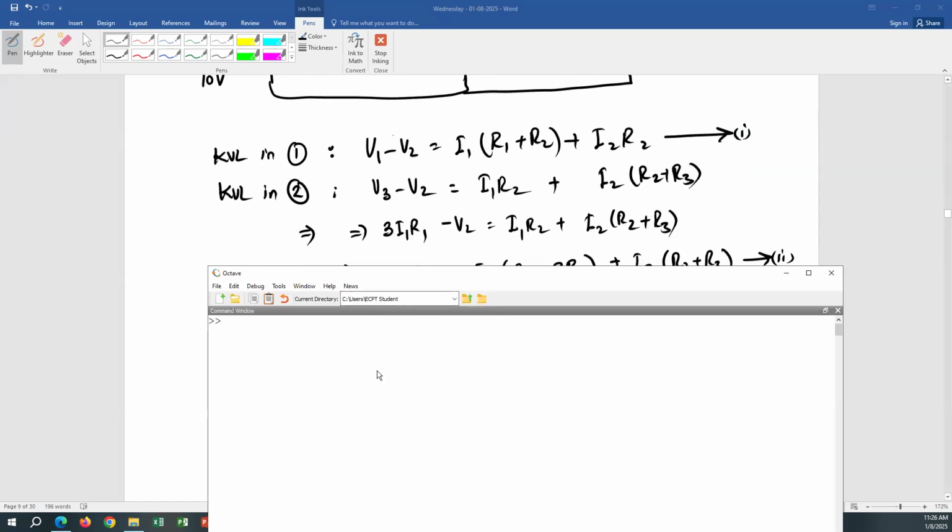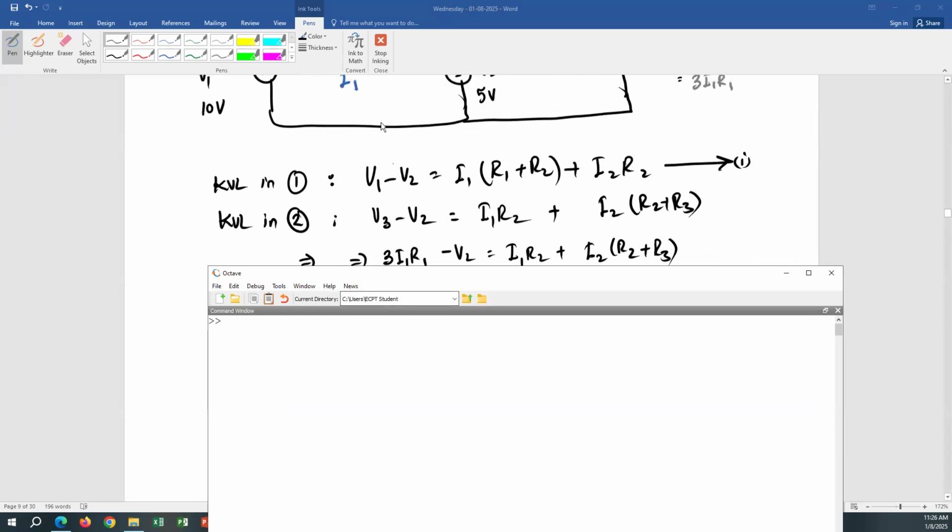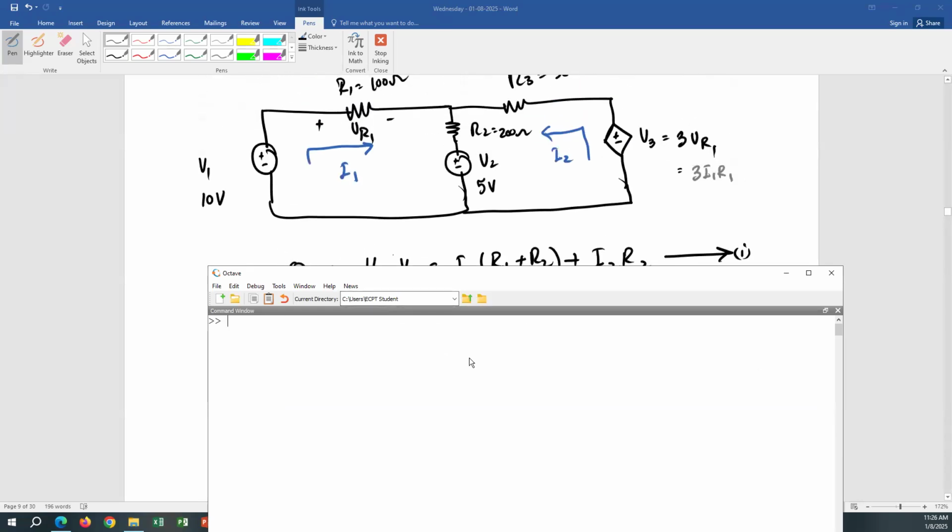All right, question number 1. First let me enter the values of each variable. V1 is 10, V2 is 5, and R1 is 100, R2 is 200, and R3 is 300. Of course, we don't enter the value of V3 because it is in terms of another variable, which we do not know.